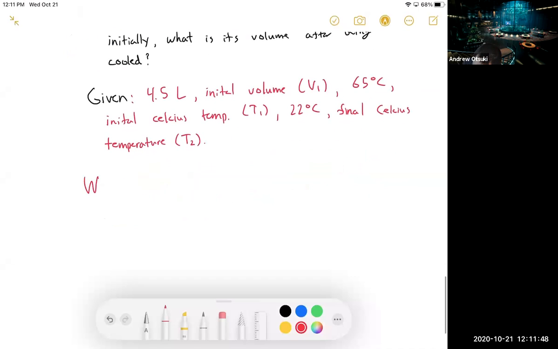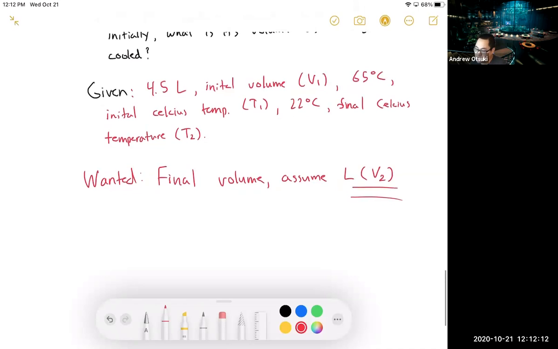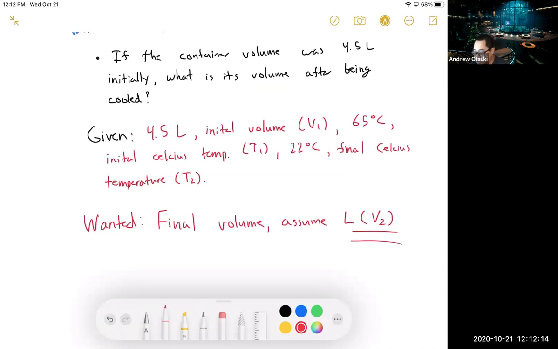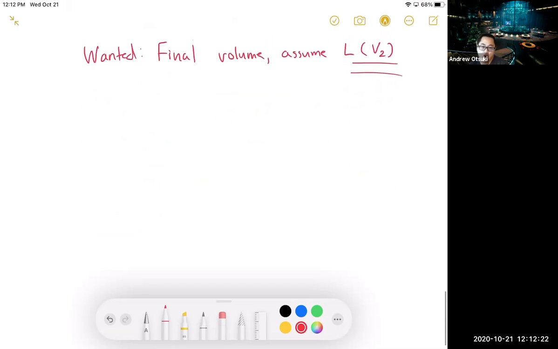So what we want, what's wanted, is final volume, and we're going to assume that we're going to solve for liters. So our final volume is going to be in liters. So we're looking for V2. Okay, so what you should always do is write the equation you want to use. So notice that there's no change in pressure, right? So use the equation that has no P in it.